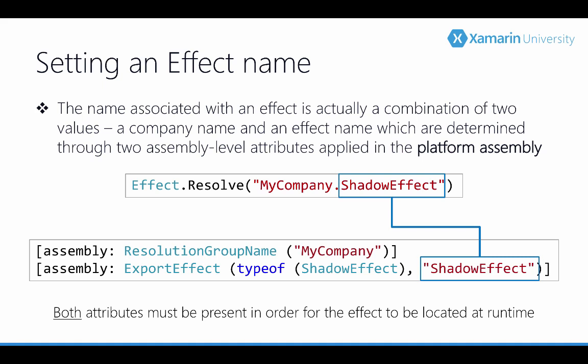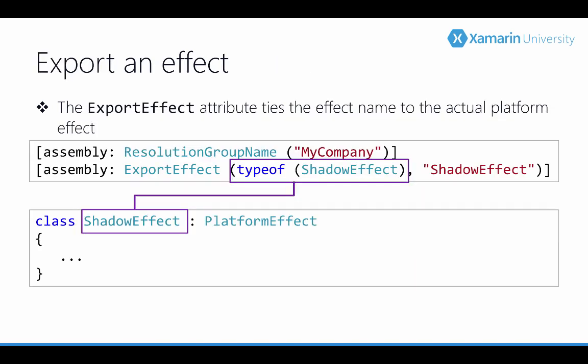Now note, these are assembly level attributes. They don't have to be defined in the same file as the platform effect, but it's common to do so. And additionally, if you have code for more than one effect, you don't need to specify the company or group name more than once. Now the ExportEffect also identifies the effect type. This is the magic clue that allows us to specify myCompany.shadowEffect and get the shadow effect class.